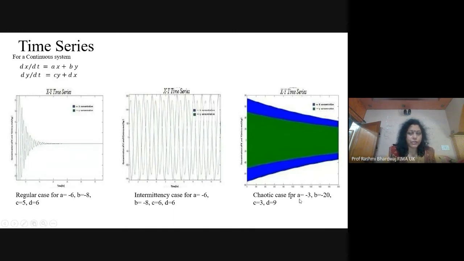But here, if you see a equal to -3, b equal to -20, c equal to 3, d equal to 9, you are getting a behavior which is not following any pattern. So it is a chaotic behavior. You see that the time series in all three cases only depends on the parameters A, B, C, D. As you change the parameters, you get different values of the time series. And you see the time is also varying in all the cases.